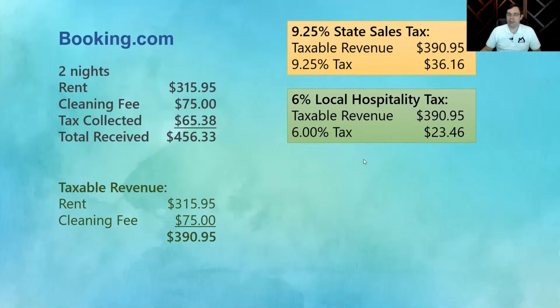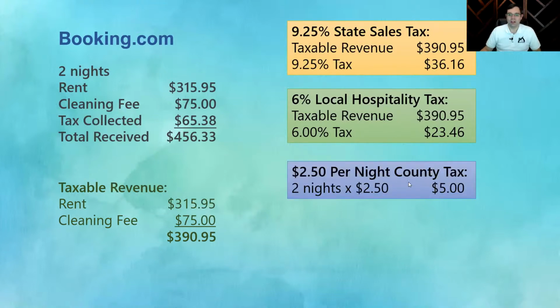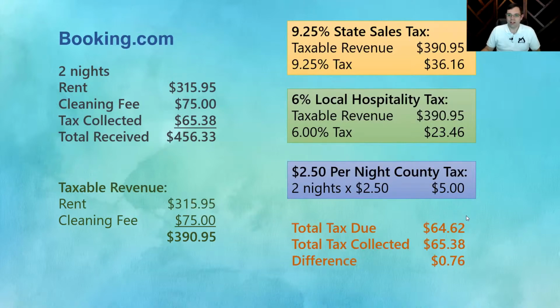And just to make it a little more interesting, let's say that our county charges $2.50 per night. We have seen some of that with our clients, where some locations charge by the night, not a percent. This was a 2-night booking, so there's another $5 in tax that needs to be remitted to the county. So if we add this up, the tax due will be the $36.16, the $23.46, and the $5, which is $64.62. We collected $65.38, so we were pretty close.